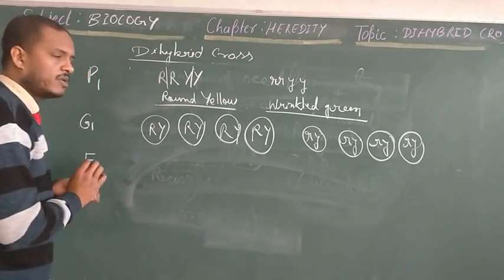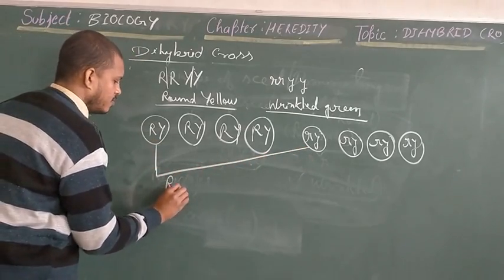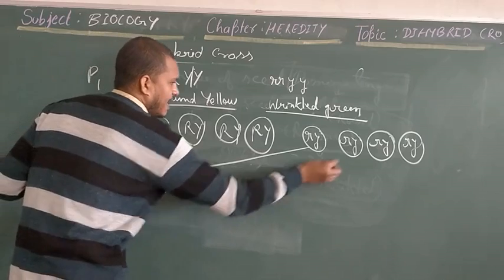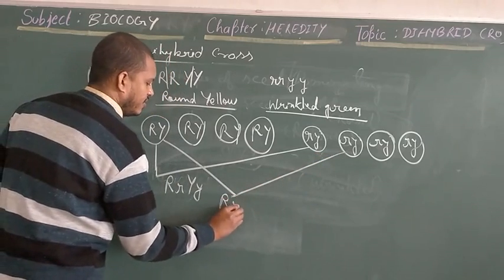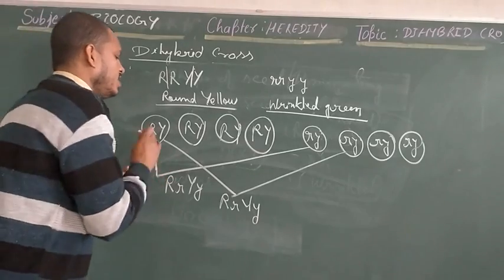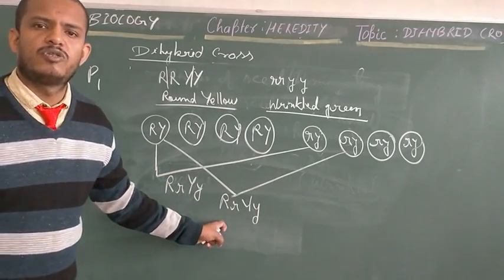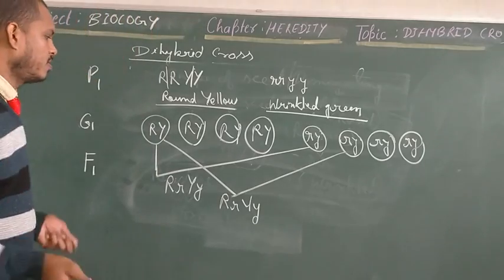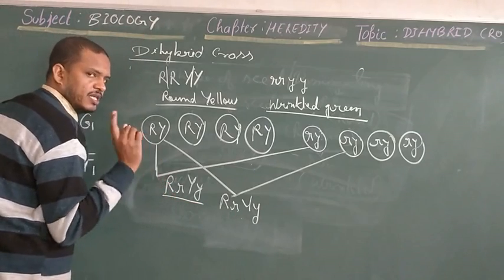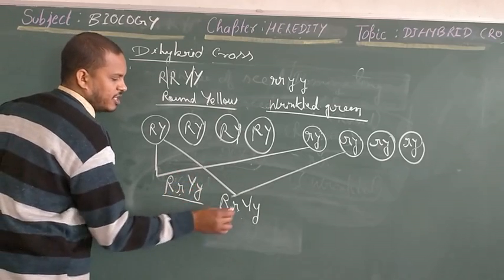How come? See, when this is going to cross with this, you will get capital R, small r, capital Y, small y in each and every case in the F1 generation. Got it? So let's assume that all the individuals of the F1 generation are genetically and morphologically the same. Why am I saying this? Because in both of these cases you will see the heterozygous condition. First of all, one is capital R, one is small r. Here you also see capital Y, small y, same here.